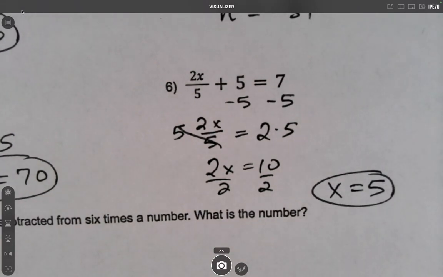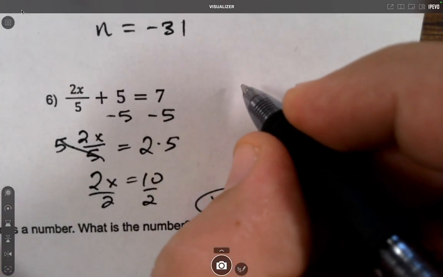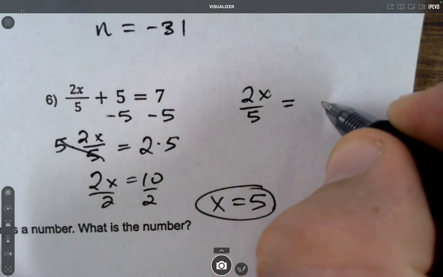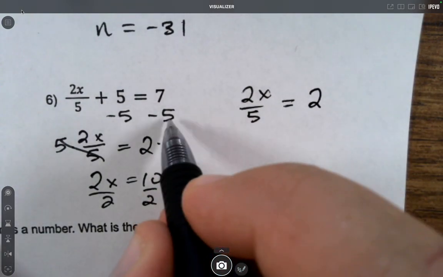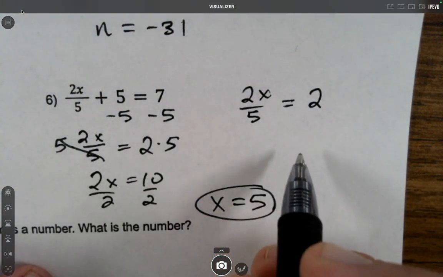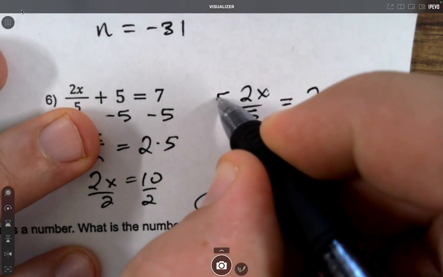But I want to show you that you can do it in a little quicker way if we do this. So 2x over 5 equals 2. I already did the minus 5 step. I'm starting where we were here. If you want, you can actually get rid of this entire fraction, the 2 and the 5, by multiplying by the reciprocal.